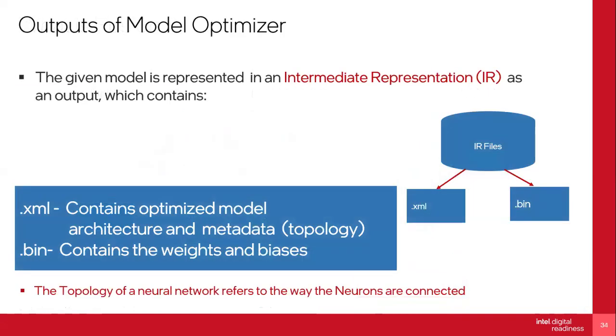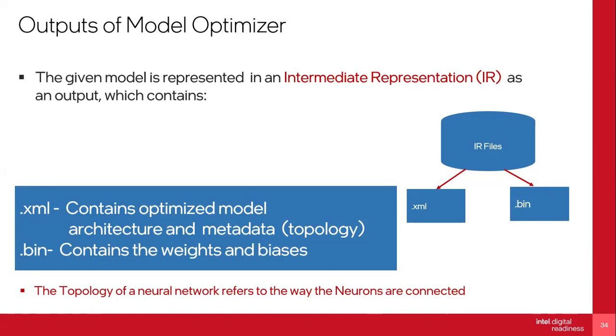The next one, output will be coming from the given model. It is represented as the IR. After these steps, it will produce the intermediate representation as an output. This intermediate representation contains the XML and bin. So what will the XML contain? The architecture and metadata. What is meant by architecture? How it is connected, correct? That is what we call architecture, correct, dear? So this XML contains the architecture and metadata.